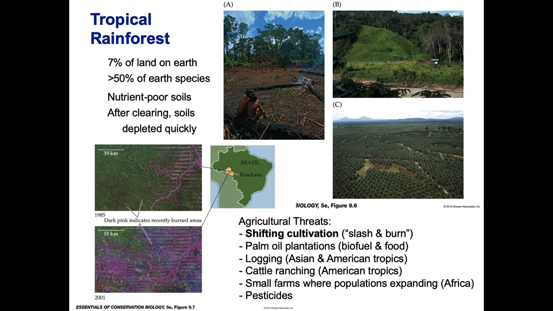So agricultural threats to tropical rainforests: shifting cultivation. So slash and burn is what a lot of people think of, this kind of subsistence agriculture here. Palm oil plantations right here, and that's used for biofuel and for food, but also lots and lots of products. There is some logging. Cattle ranching makes up a big proportion, where they clear the rainforest so that they can have places to graze cattle. And then in some areas, particularly in Africa, some of it's for small farms where populations are expanding.